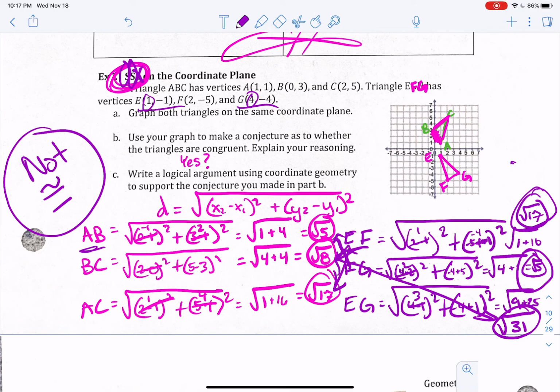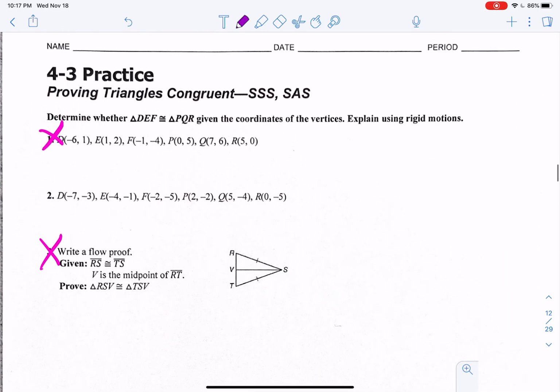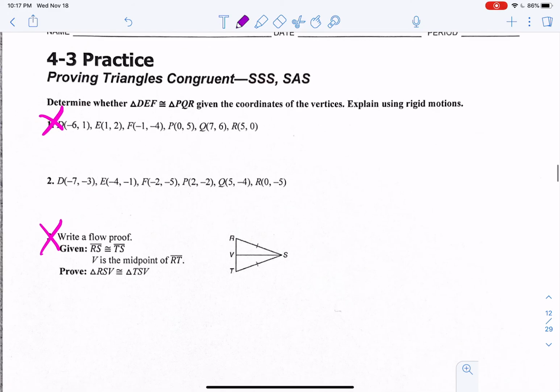Okay, so that's not really hard. Distance formula like 6 times. Not really hard, but it's just kind of a pain in the butt. Okay, so 2 proofs and, you know, a bunch of distance formulas later.